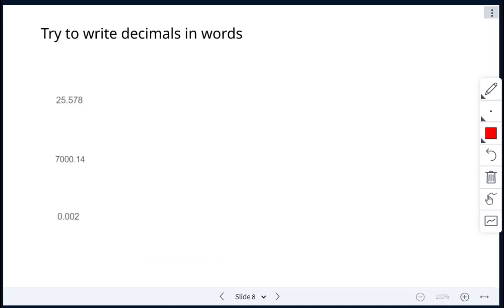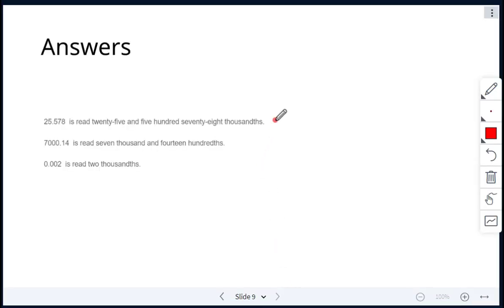All right. So the last slide here, try to write these decimals in words. All right, so we just went over them. And here we just have the answers for those. So the first one is 25 and 578 thousandths, all right, because the 8 is in the thousandths position. The next one is 7,000 and 14 hundredths, because the 4 is in the hundredths position. And the last one is just 2 thousandths, because the 2 here is in the thousandths position.